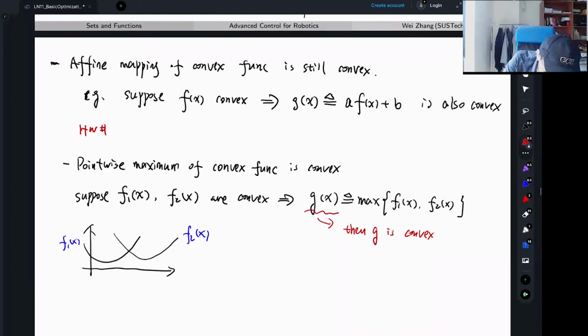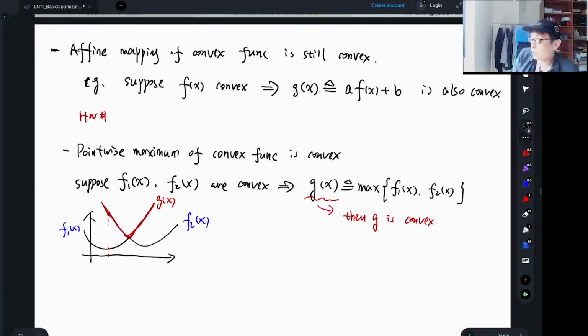So for example, at this particular x, this will be f1, this will be f2. Because of the max, it takes the value of f2, so this will be my g of x at this particular point. If you generalize this, this will be my g of x. You can see from the figure that it's also convex, but you can also prove it based on the definition. That's quite important. That's the max of two functions.